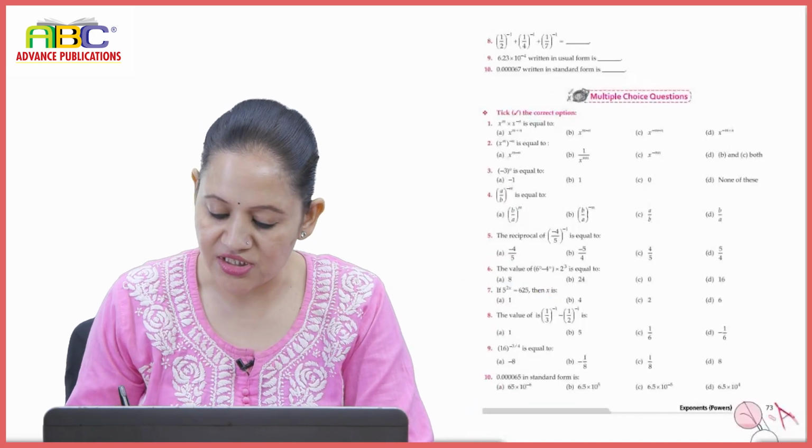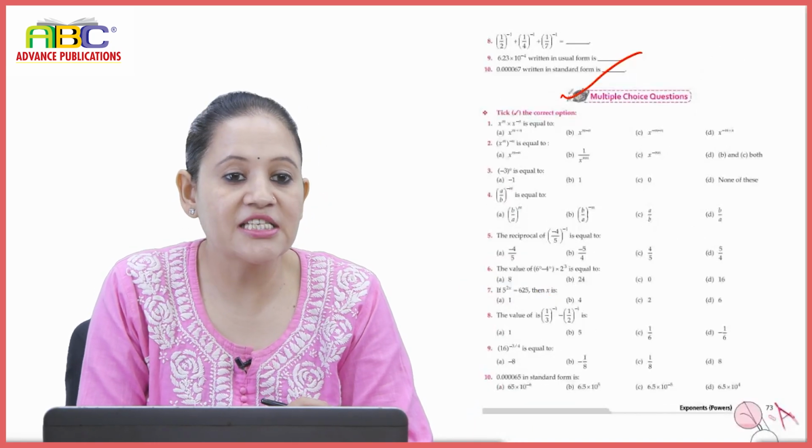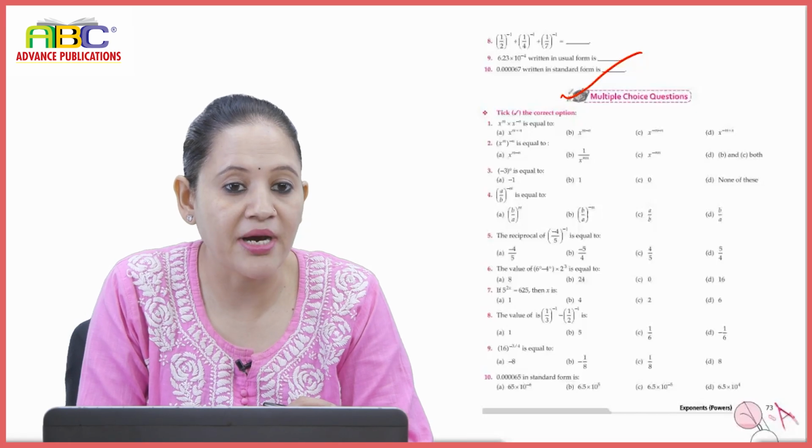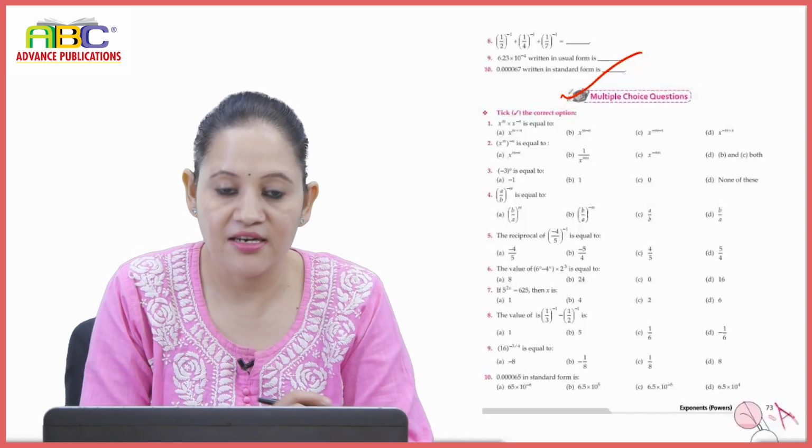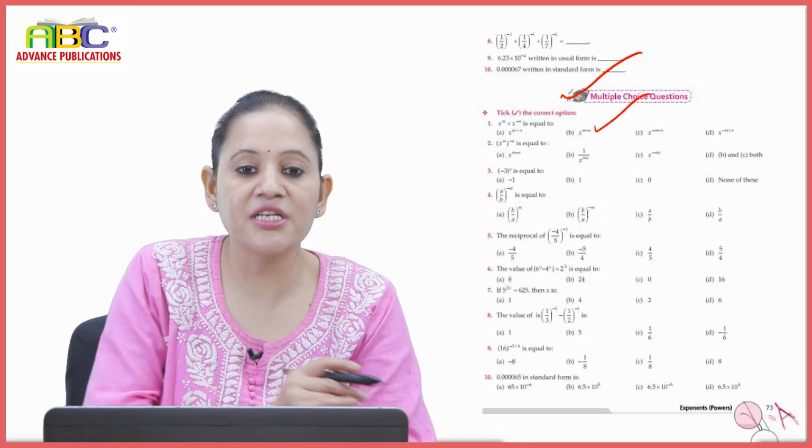Next, multiple choice questions. Take the correct option. X to the power m multiply x to the power -n equals x to the power m minus n. So B is the correct option here.